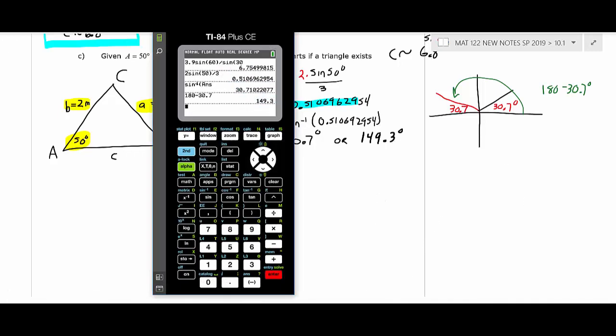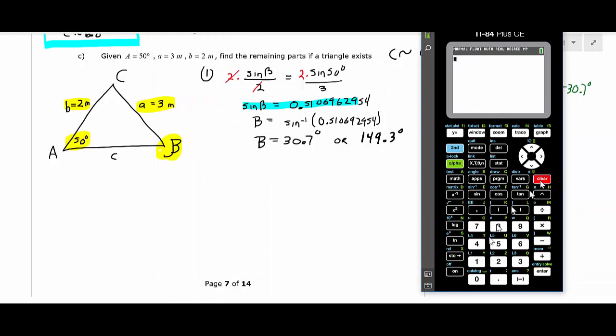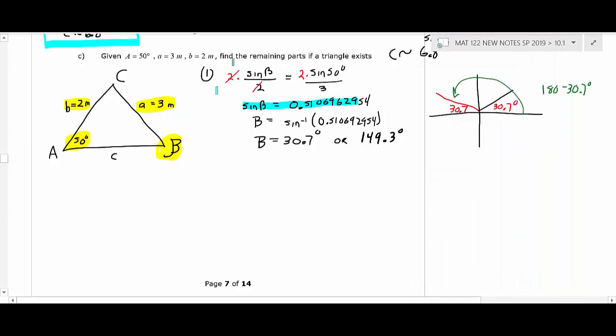If you don't believe me, I'll prove it to you. If I do sine 30.7, notice that I'll get what I started with here. And if I do the sine of 149.3, notice that I'll get just about the same thing. So that's the idea. There are 2 possibilities. We're going to go ahead and work with this possibility. I'm going to label that in my triangle as 30.7, and record things as I finish this up. So right now I've got B equal to 30.7 degrees.